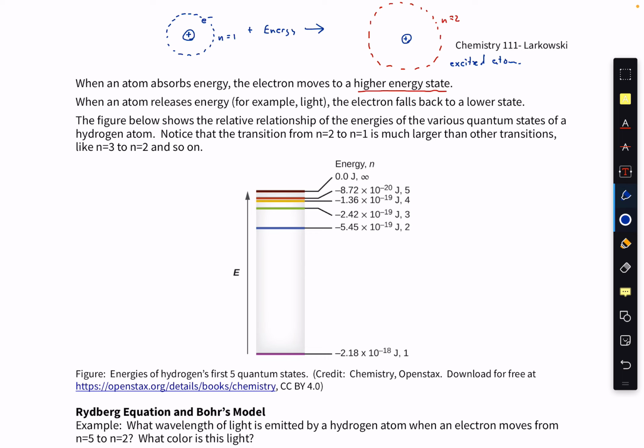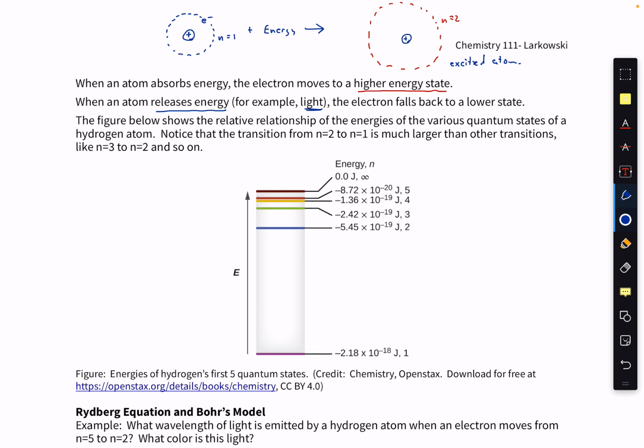The flip side is also true: when an atom releases energy, for example light, if it radiates heat away from it as light, then the electron will fall back down to its lower state. So we have our endothermic and our exothermic process. You can see in the figure on this page that the energies get closer and closer to each other, like I showed you on the previous page.